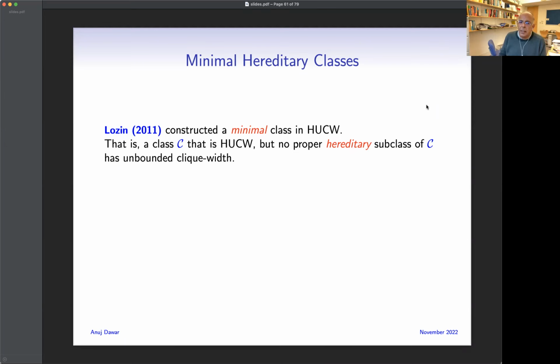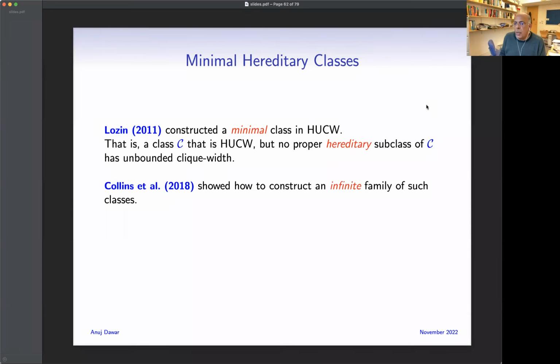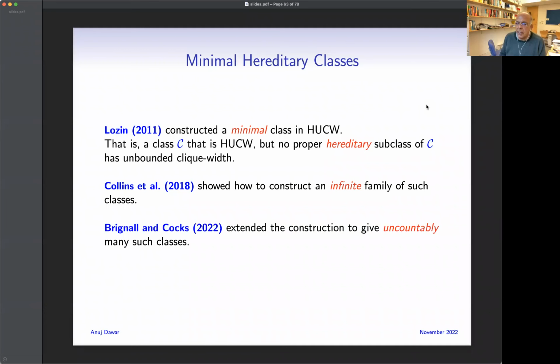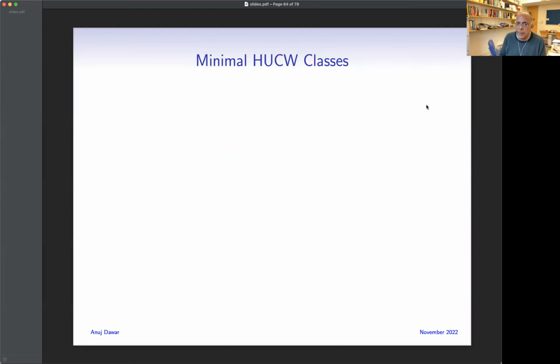This was considered a great novelty at the time. This was Collins et al. Showed that you could, in a sort of systematic way, construct an infinite family of minimal classes of hereditary unbounded clique width, and more recently, Brignall and Cox have shown that you can extend the construction to get uncountably many such classes. Okay, so there's a rich space of minimal hereditary classes of unbounded clique width.